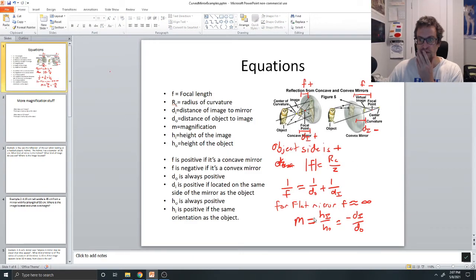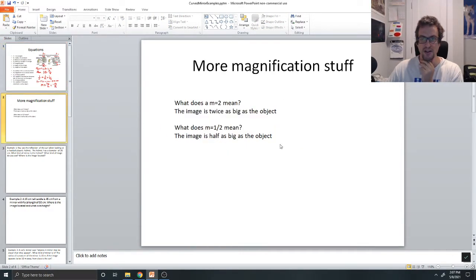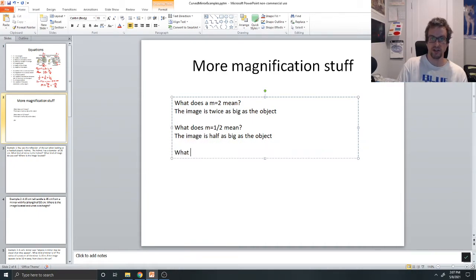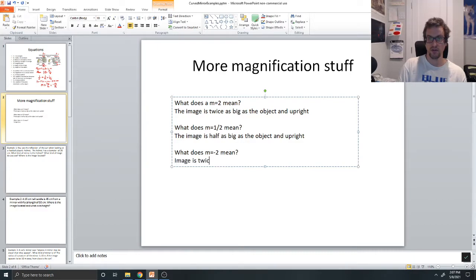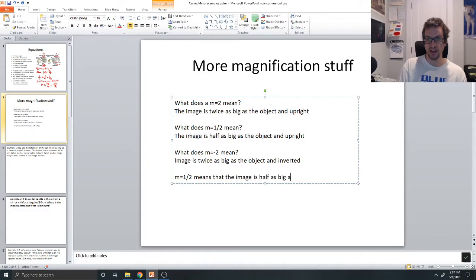But if you look back at the previous slide, you'll notice there's a negative sign right here. So what does a negative magnification mean? For example, what does m equals negative 2 mean? How is that different from m equals 2? The answer is orientation. With m equals 2, the image is twice as big as the object and upright. The negative means it's flipped upside down, inverted. And m equals negative 1 over 2 means the image is half as big as the object and inverted. So that's what the negative sign means there.